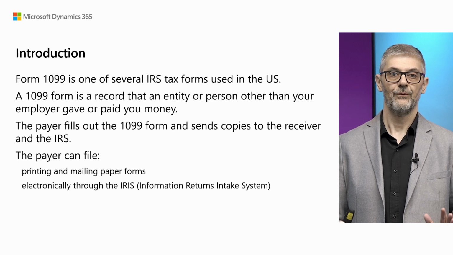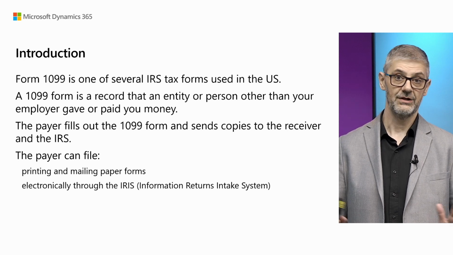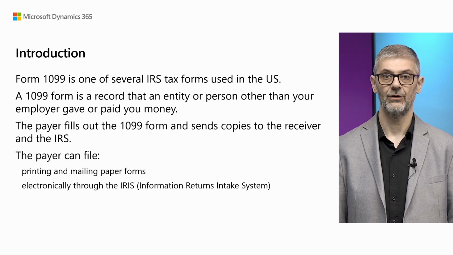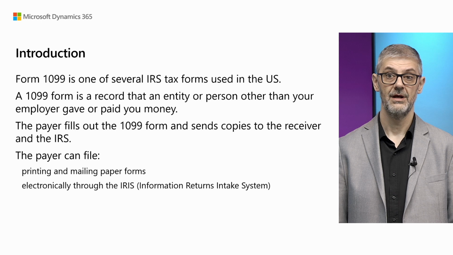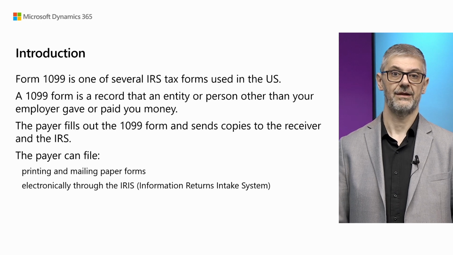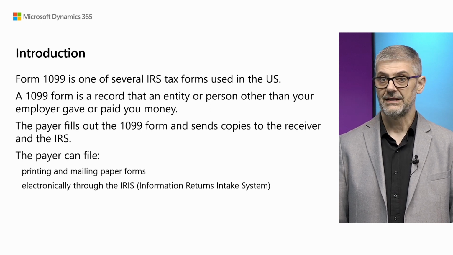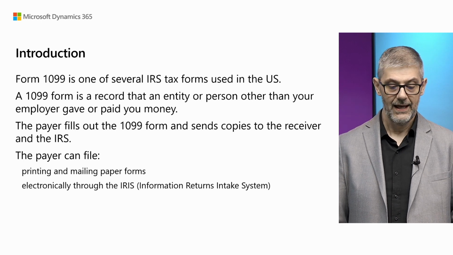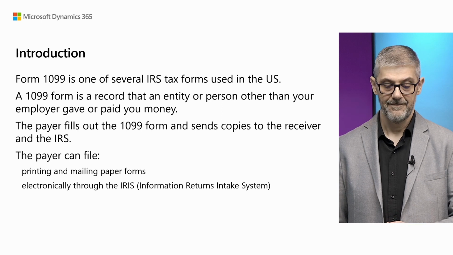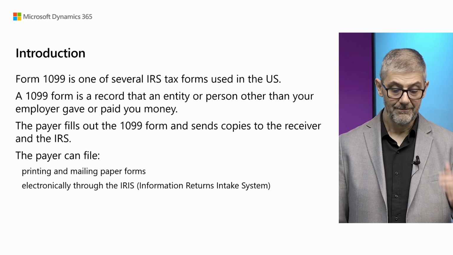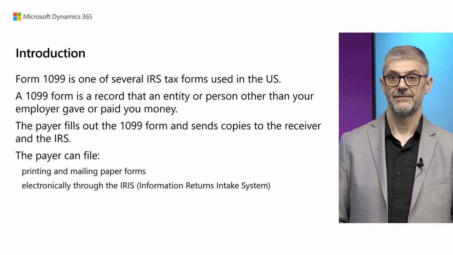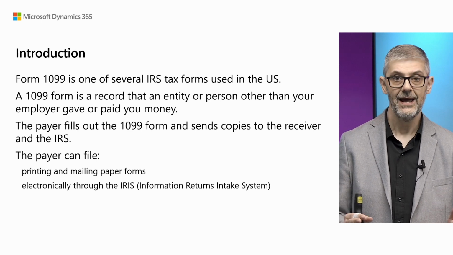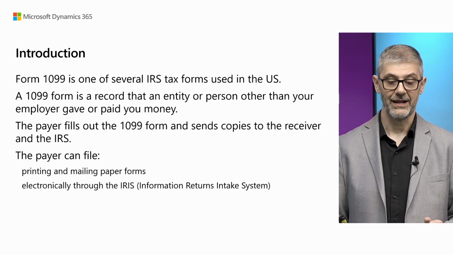Let's remind ourselves what Form 1099 is, if you didn't work with it earlier. Form 1099 is one of several IRS tax forms used, as I mentioned, only in the United States. The 1099 form records that an entity or person other than your employee paid you money. That means the payer must fill in the 1099 form and send a copy to the receiver. In our case, it will be sent to the vendor, and the other copy to the IRS.